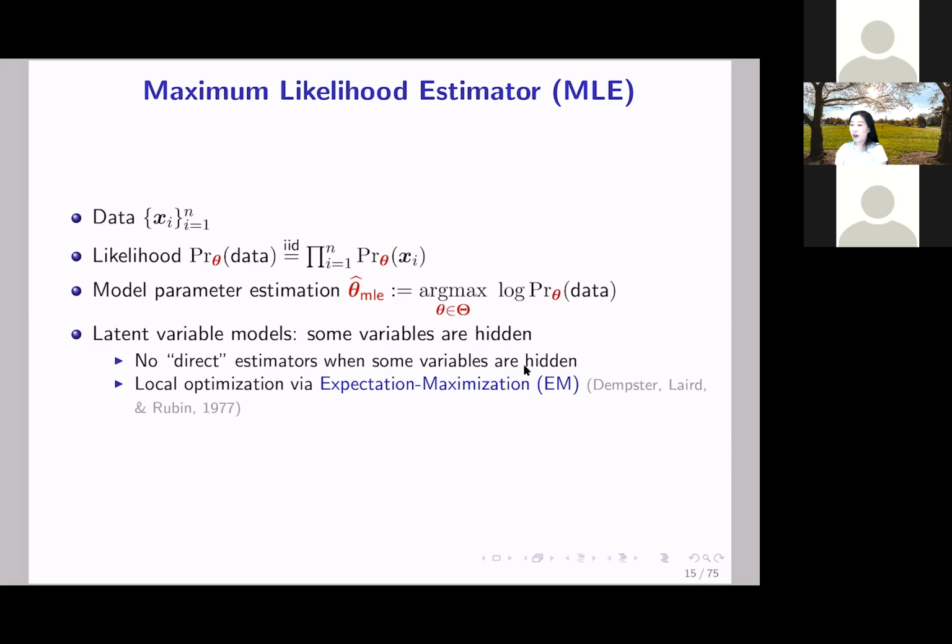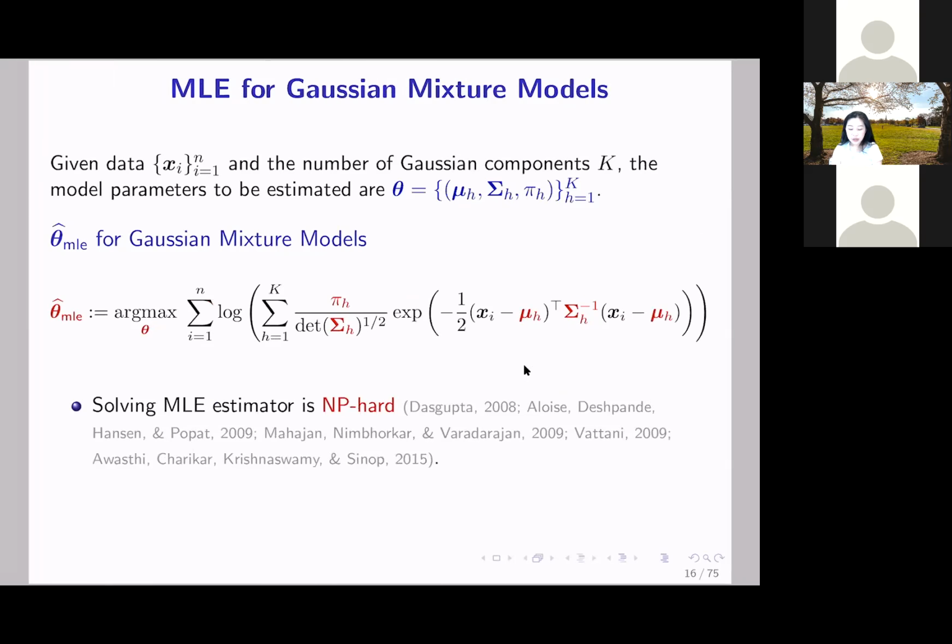Now the thing is that you have latent variable models, so some variables are hidden. Therefore, you have no direct estimators when some variables are hidden. How do you estimate the likelihood then? People have been using some kind of local estimation, such as EM algorithms, but I'm not going to introduce that today. The point is, solving MLE for Gaussian mixture models is NP hard.